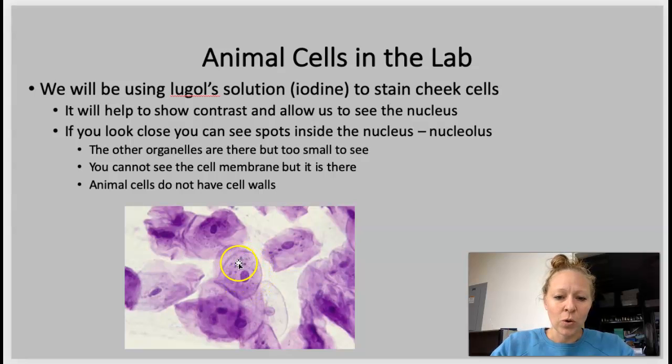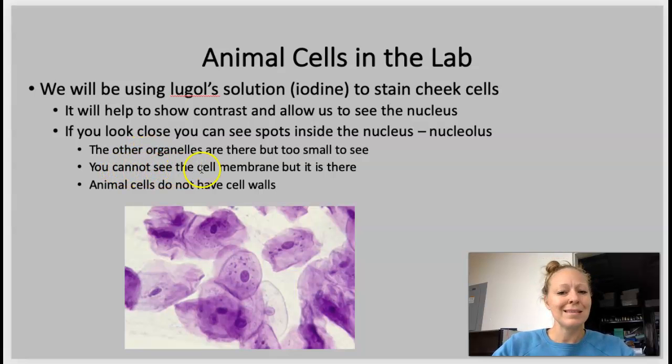You might even be able to see mitochondria or other little organelles, but they're so small that we can't really differentiate between what they are. We might just be able to see some stuff in there, but we will be able to see nuclei for sure. So remember that the organelles are going to be there, but they're too small to be seen.